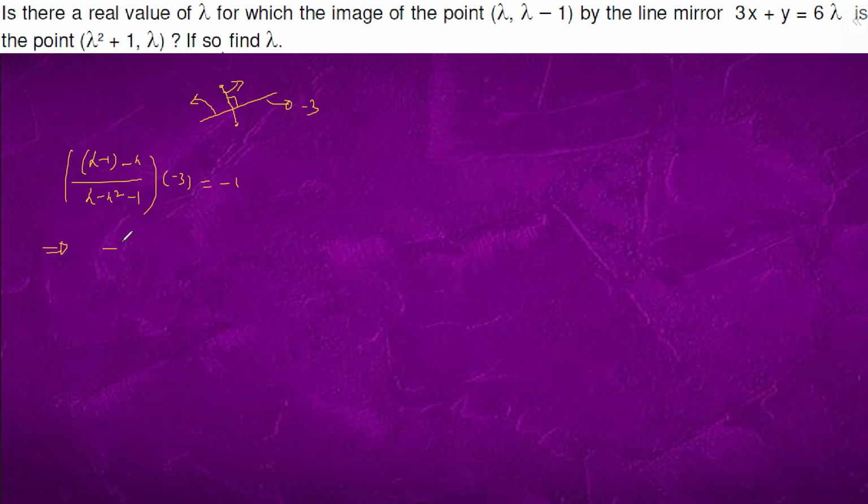So we have what? Minus 1 into 3 equals lambda minus lambda square minus 1. So we have lambda square minus lambda minus 2 equals 0. So lambda is 2 and lambda is minus 1. There are two lines possible.